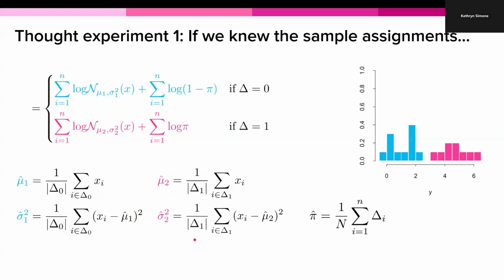And knowing the sample assignments also makes it easy to estimate the mixing weight pi. We just take the proportion of points with delta equal to 1. So that's how we determine how much weight to give to the second Gaussian. In this case, pi would be equal to the total number of points with delta equal to 1 divided by the number of samples in the whole data set.